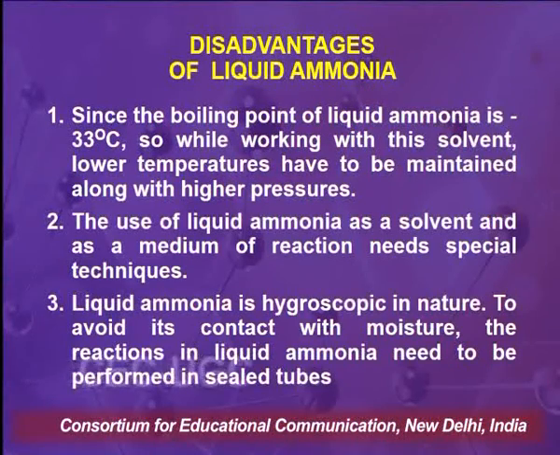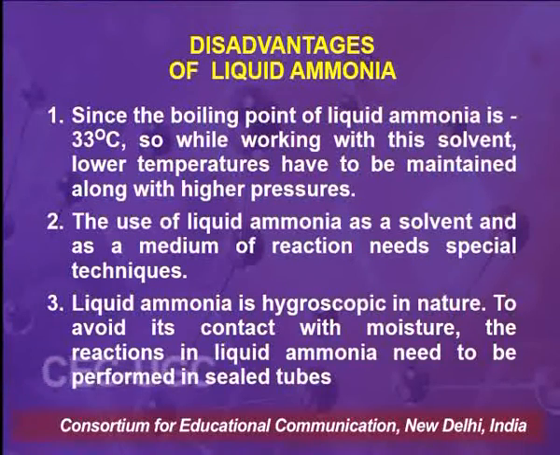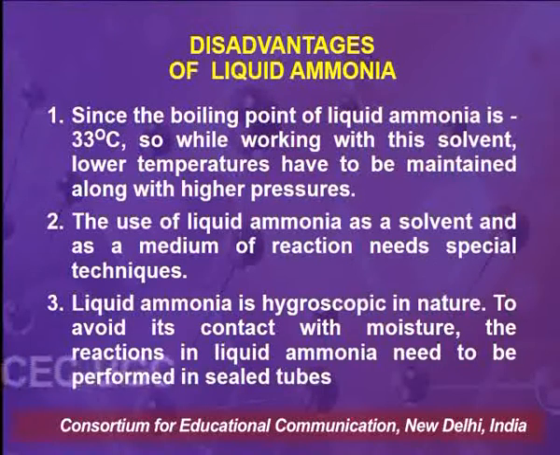Now, once liquid ammonia as a solvent has advantages of its being a good solvent, there are certain disadvantages associated with liquid ammonia as a non-aqueous solvent. Since the boiling point of liquid ammonia is minus 33 degrees, while working with this solvent, lower temperatures have to be maintained along with higher pressures, and these conditions are difficult to achieve. The use of liquid ammonia as a solvent and as a medium of reaction needs special techniques.